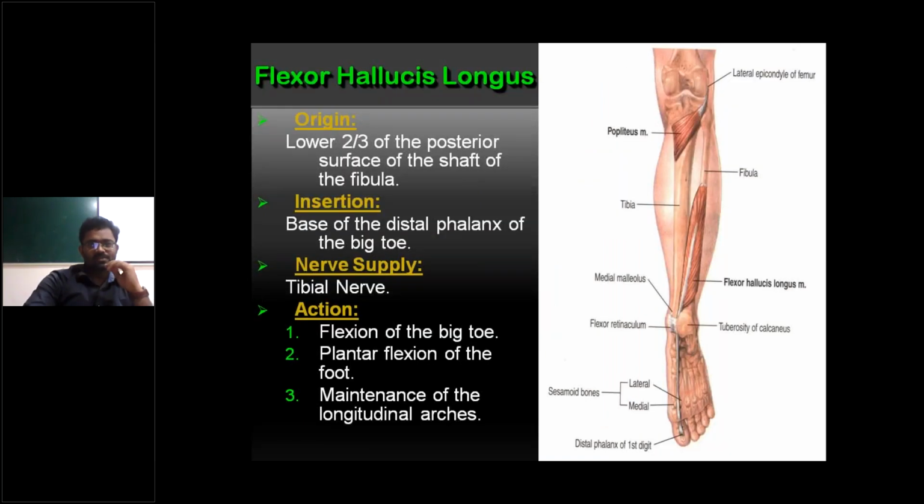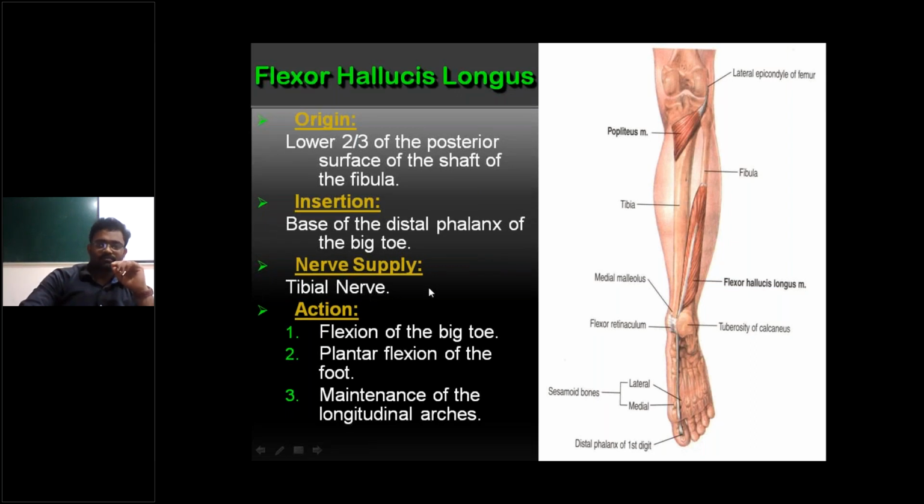Next muscle, flexor hallucis longus. So flexor hallucis longus takes origin from the lower two-thirds of the posterior surface of the shaft of the fibula. After taking origin from the fibula, this tendon also passes beneath the flexor retinaculum, enters the sole of the foot, and is inserted to the base of the distal phalanx of the great toe.